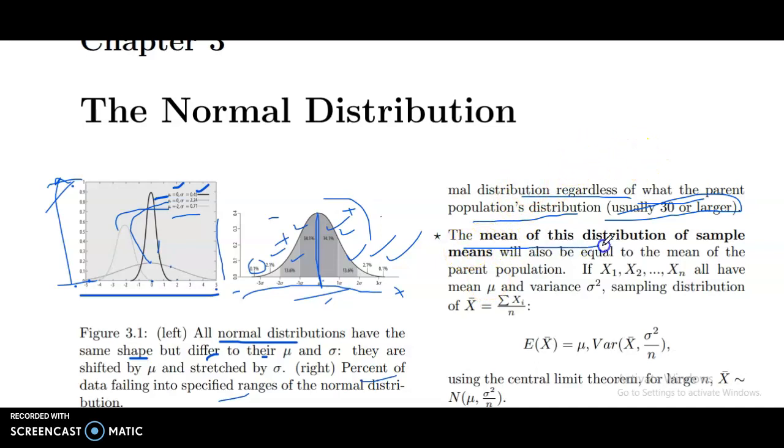The mean of this distribution of sample means will also be equal to the mean of the parent population. The mean of the distribution of sample means will also be equal to the mean of the parent population.